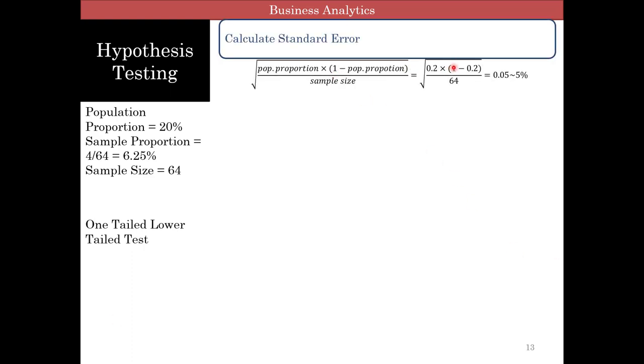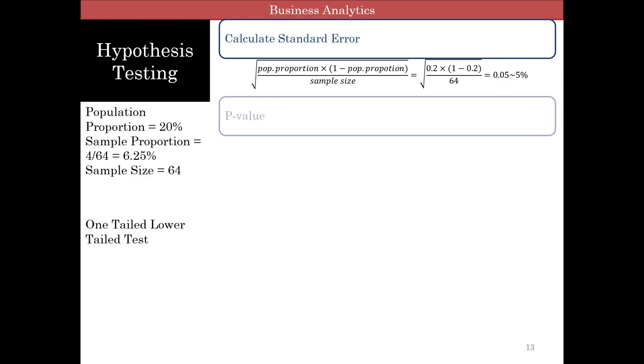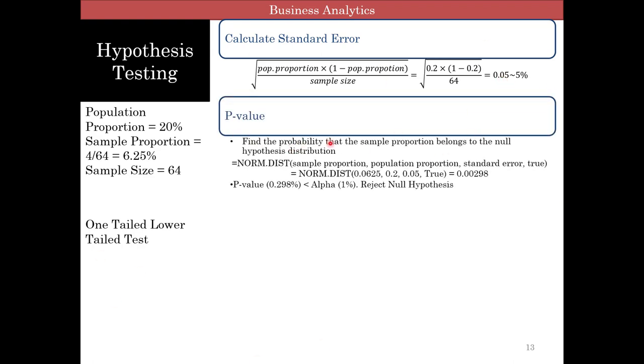First calculate the standard error, 0.2 and 1 minus, you use the formula. Standard error comes out to be 5%. The p-value method, you're going to use norm.dist. Since it's a lower tail test, you're not going to do 1 minus. So you're going to plug in 0.0625, which is the sample proportion, 20% here, standard error is 5%, true, and that gives you 0.00298, which is 0.298%. So 0.298% is less than alpha, so you can reject the null hypothesis and say that things have actually really reduced.